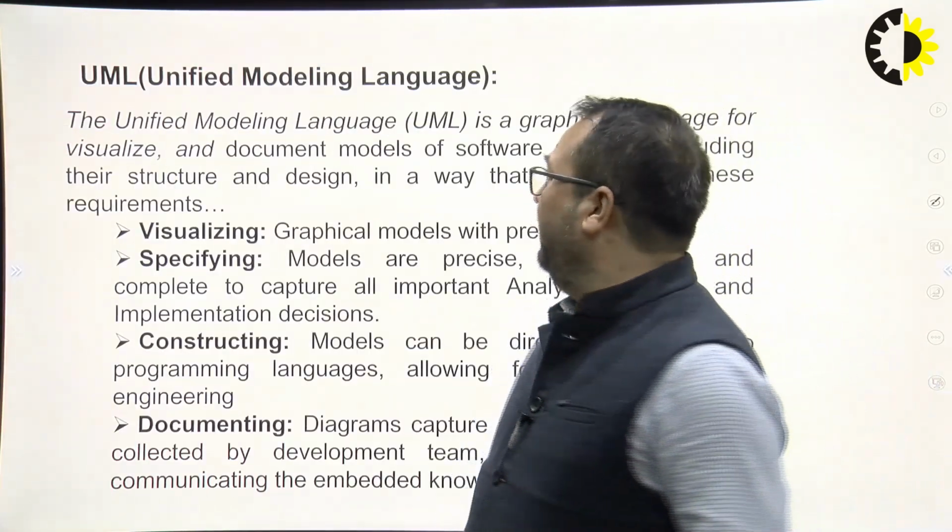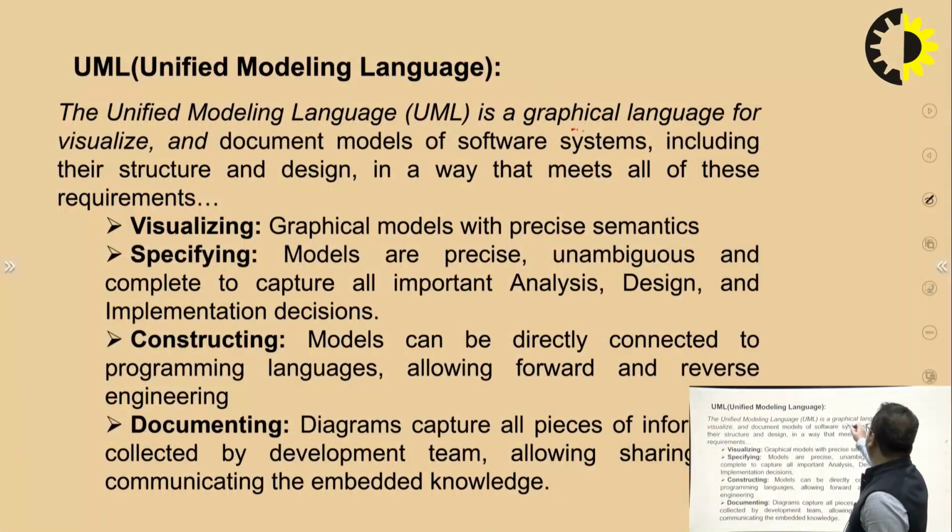So UML, Unified Modeling Language, is a graphical language for visualizing and documenting models of software systems, including their structure and design, in a way that meets all of these requirements. That is visualizing. Visualizing means simply a graphical model with precise semantics. Specifying means the models are precise, unambiguous and complete, capturing all important analysis, design and implementation decisions.